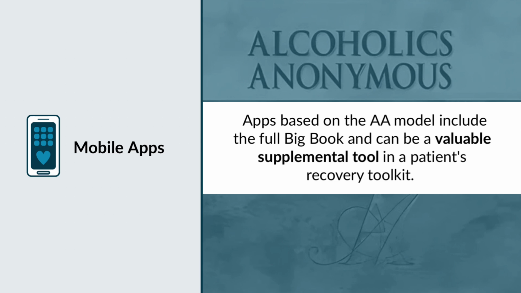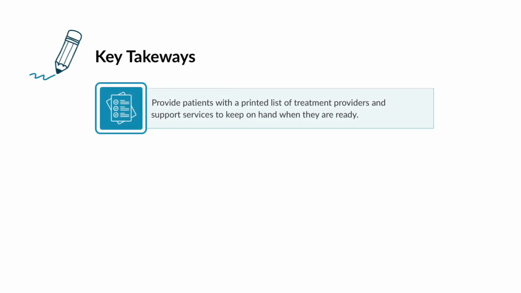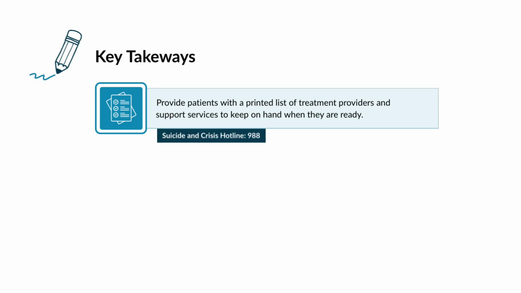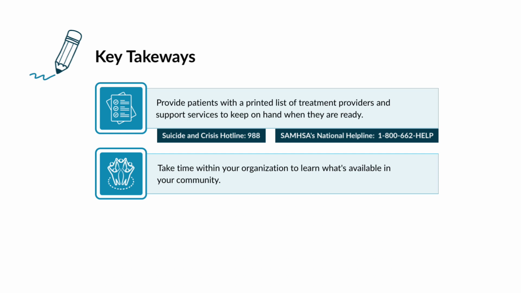Some services, like peer support groups, don't require a formal referral, but having someone to help the patient take the first step, like calling the peer support line, can make a significant difference. If a patient isn't ready for a referral, you can still provide them with a printed list of treatment providers and support services to keep on hand when they are ready. This list might include local and national hotlines like 988, which is the Suicide and Crisis Line, or SAMHSA's national helpline, 1-800-662-HELP.